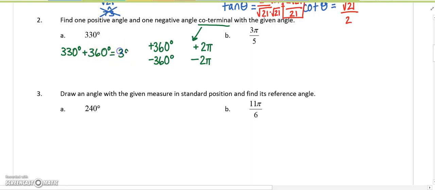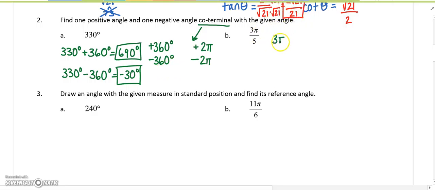And that gives me 390. Nope, that's way off. It is 690, my fault. So that's my positive coterminal angle. And to get my negative one, I'm going to subtract. Alright, that gives me negative 30 degrees. Now, if you ever add or subtract, but you don't get the positive or negative angle you're looking for, just keep going, right? You can add as many circles or subtract as many circles as you need to.